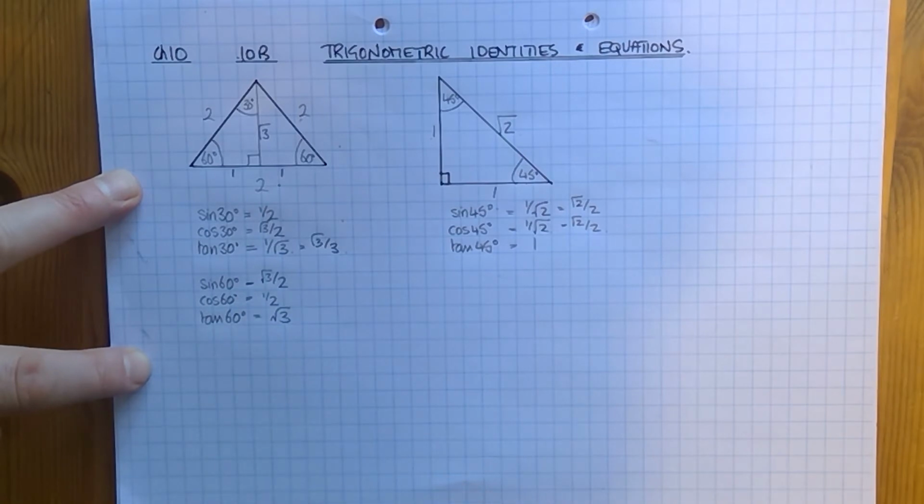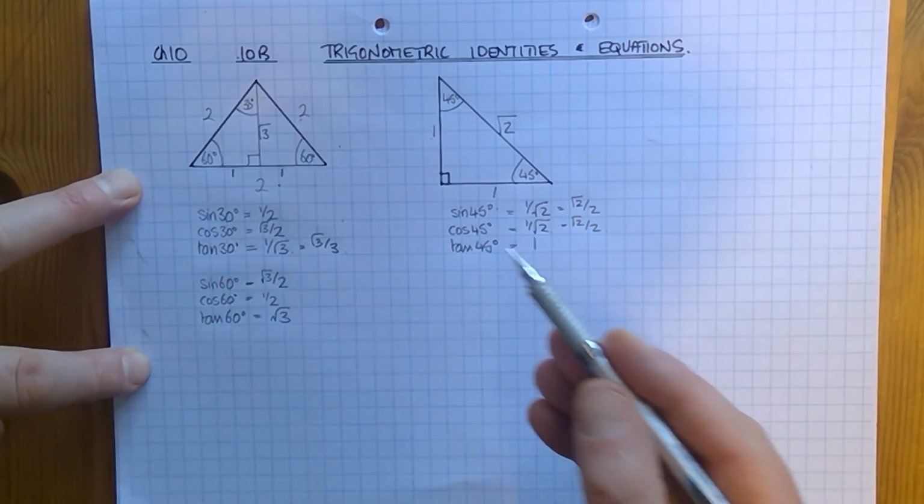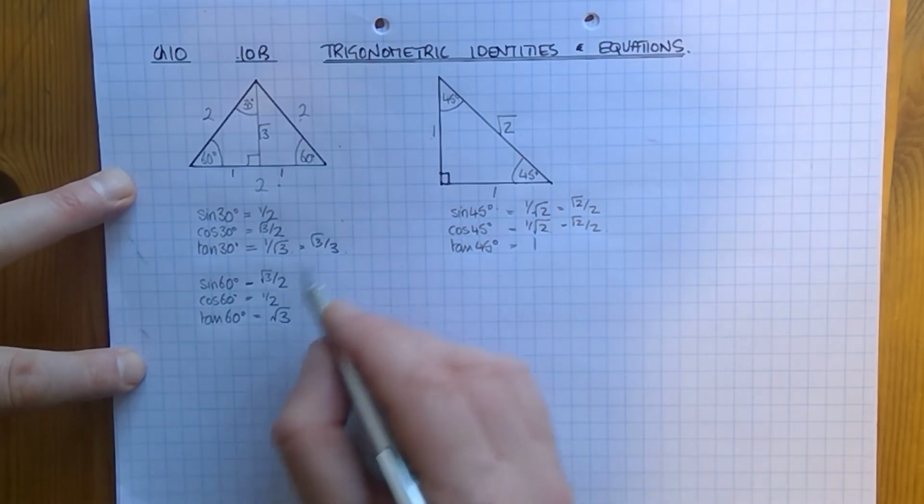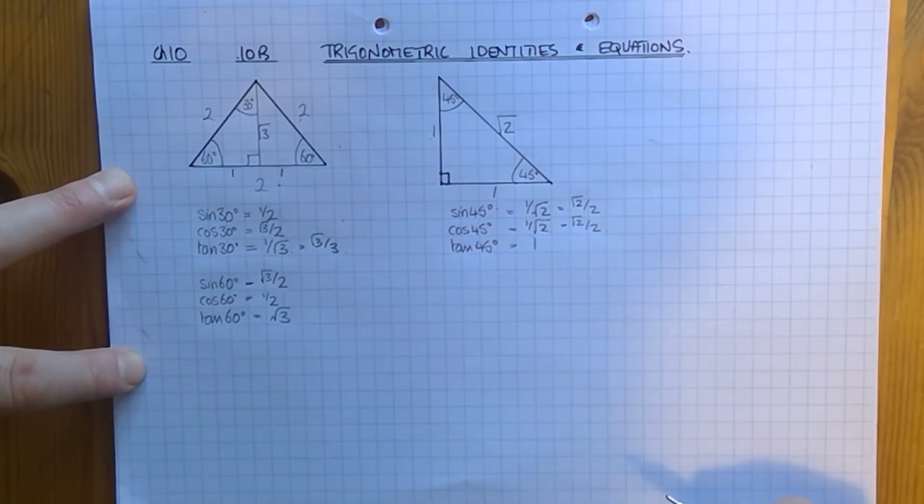Whenever you see a question where the angle is 30 degrees, 45 degrees or 60 degrees, watch out. They probably want an answer that's in one of these forms.